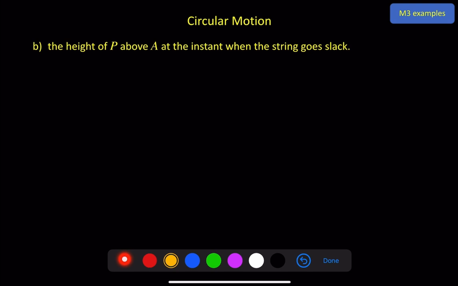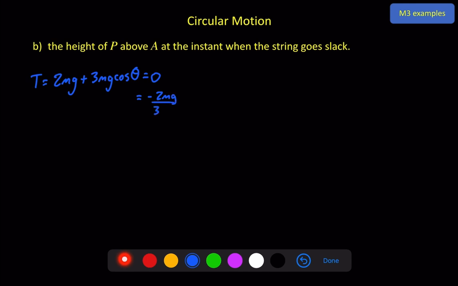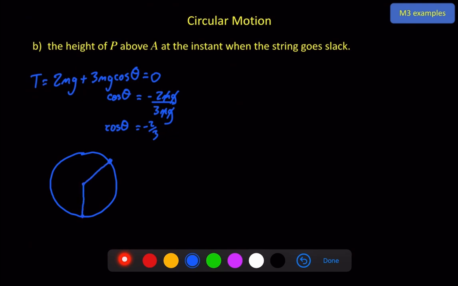Part B is the height of P above A at the instant when the string goes slack. So we've got 2mg plus 3mg cos theta for T, and that is going to be equal to 0 when it goes slack. That gives us cosine theta equals minus 2mg over 3mg, minus 2/3. That is about 131 degrees, which is telling us what we already knew. It started down here, and now it's up here somewhere. And when that goes slack, the question is, how high is that above A?